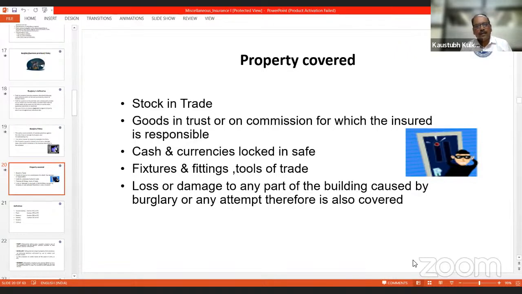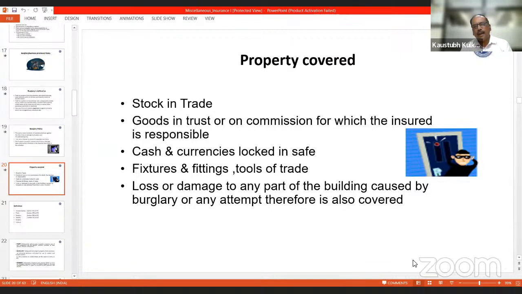tend to convey to the insured that you cover only the stock or the goods which are in trust or commission, because we know that there will not be any building portion which will be taken away by the thief or the burglar. But here, in case of damage to the building, that too by burglary or attempt of the burglary, that is also covered under the burglary policy.